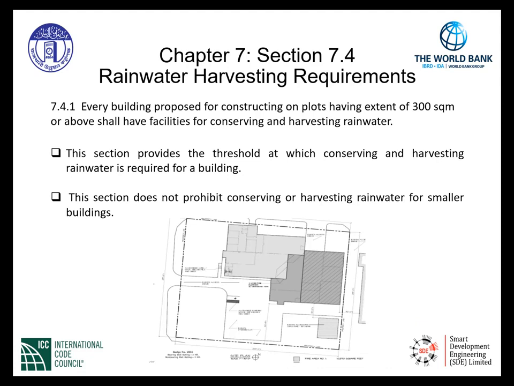Section 7.4, titled Rainwater Harvesting Requirements, gives us section 7.4.1 that requires every building proposed for constructing on lots having an extent of 300 square meters or above shall have facilities for conserving and harvesting rainwater. This section provides the threshold at which conserving and harvesting rainwater is required for a building. However, this section does not prohibit conserving or harvesting rainwater for smaller buildings.